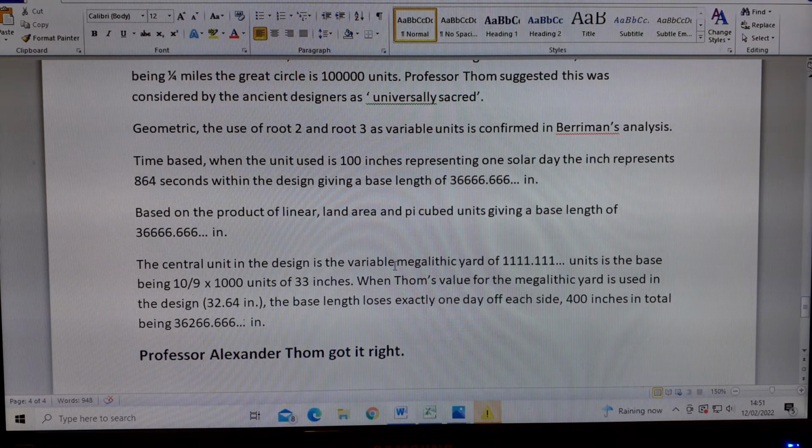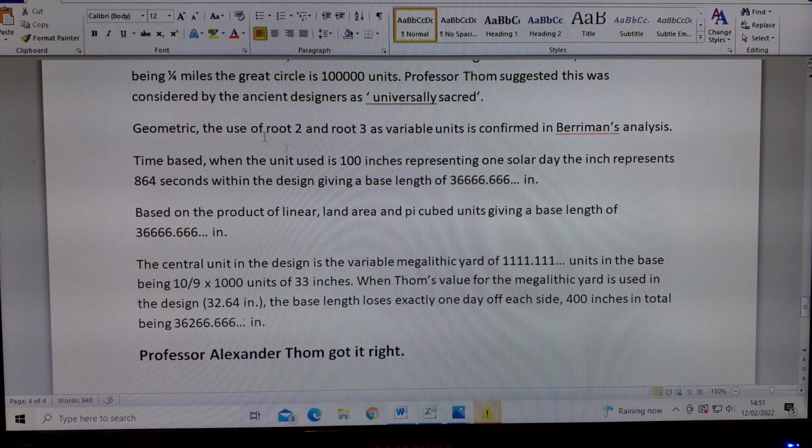The central unit in the design is the variable Megalithic Yard of 1111.111 recurring units. In the base, I must have been falling asleep when I did this. In the base being 10/9 times 1,000 units of 33 inches.